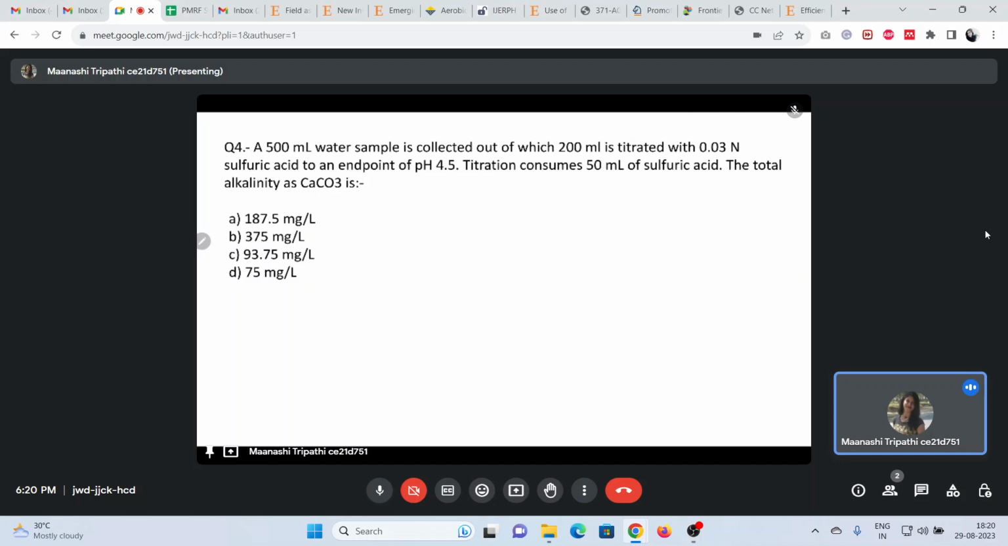Coming to the next question. A 500 ml water sample is collected, out of which 200 ml is titrated with 0.03 normal sulfuric acid to the end point of pH 4.5. Titration consumed 50 ml of sulfuric acid. The total alkalinity as CaCO3 is. This is the question in which you need to find out the alkalinity as CaCO3. So please try to solve this question. We will see the solution in a while.